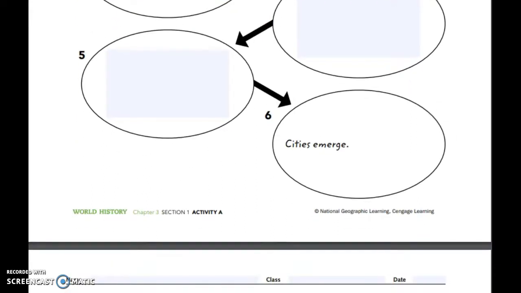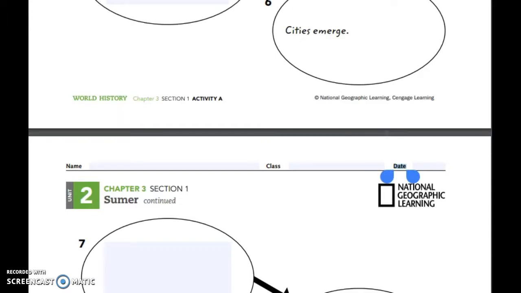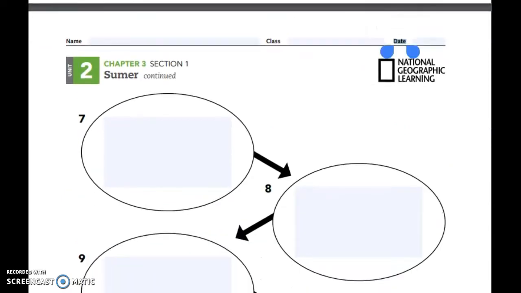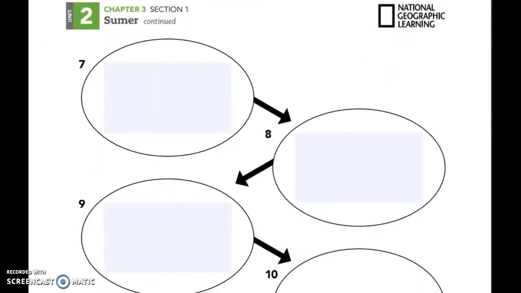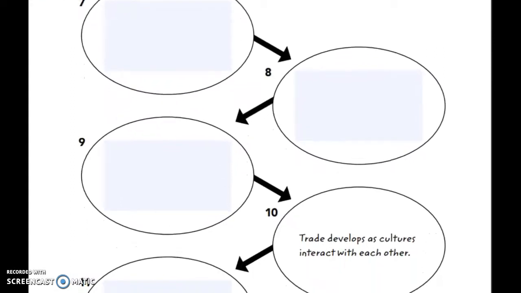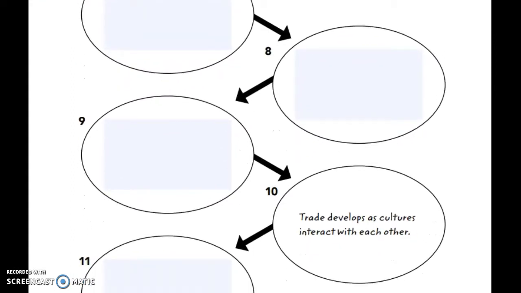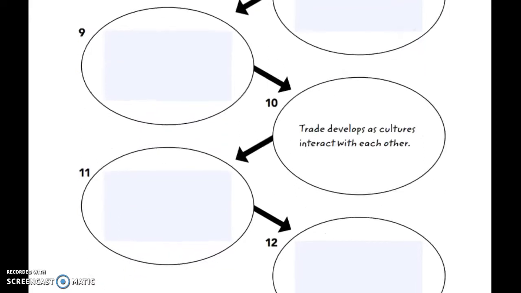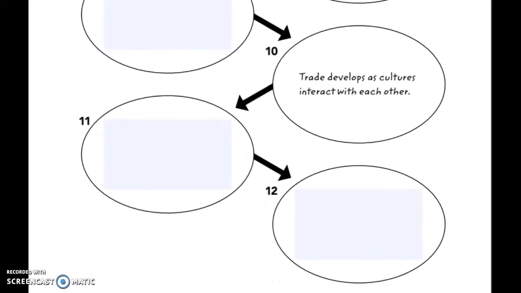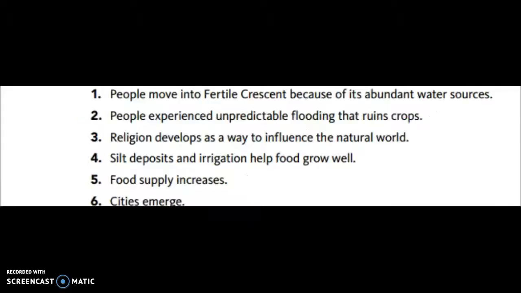Now, you might be saying, well, what are the things that I put in there? Well, I'm going to have the students each have a bunch of pieces of paper, and they have to, in teams, figure out what leads to what, like trade develops as cultures interact with each other, leads to what. And the slips of paper that I have are these things right here.